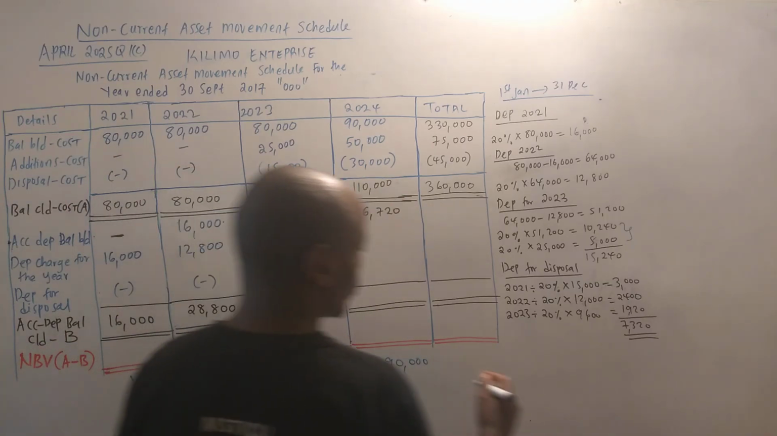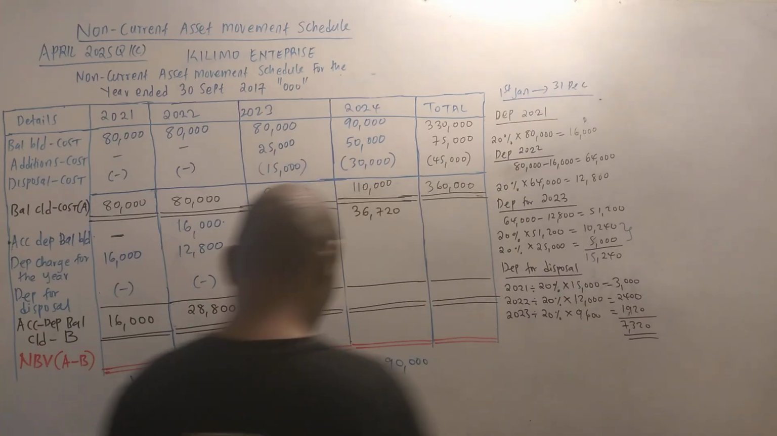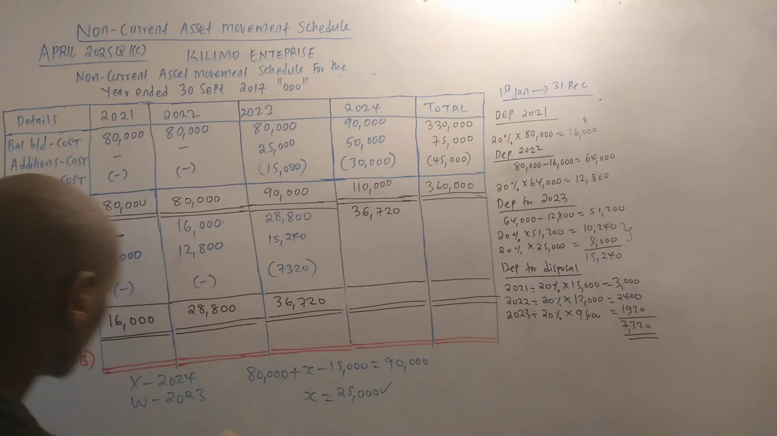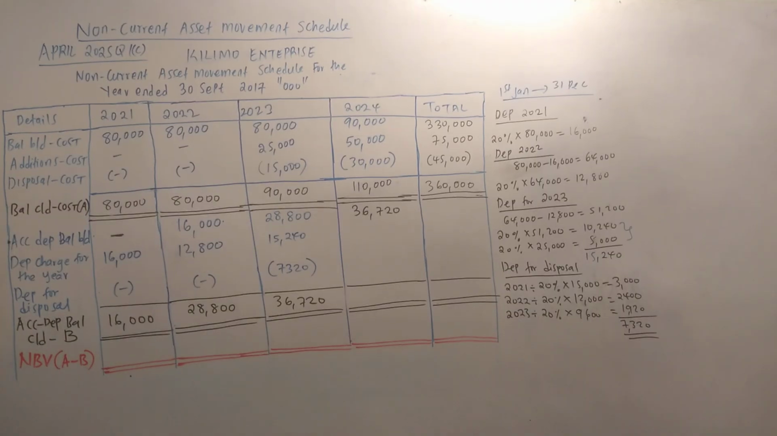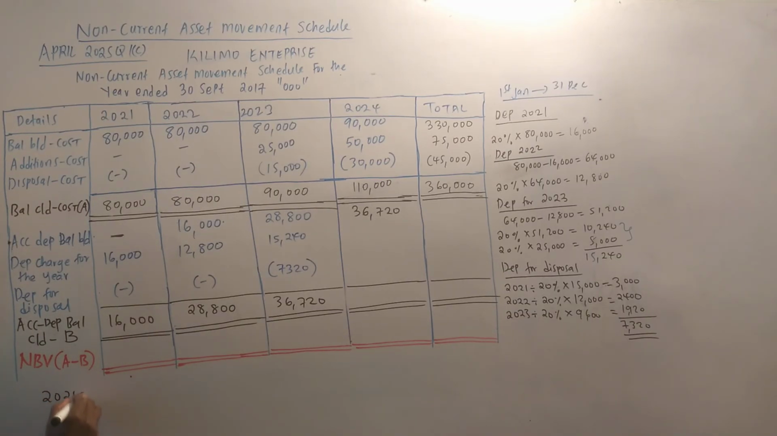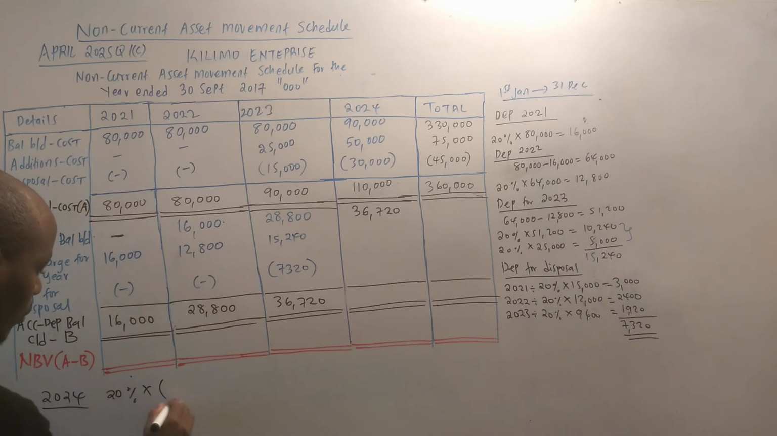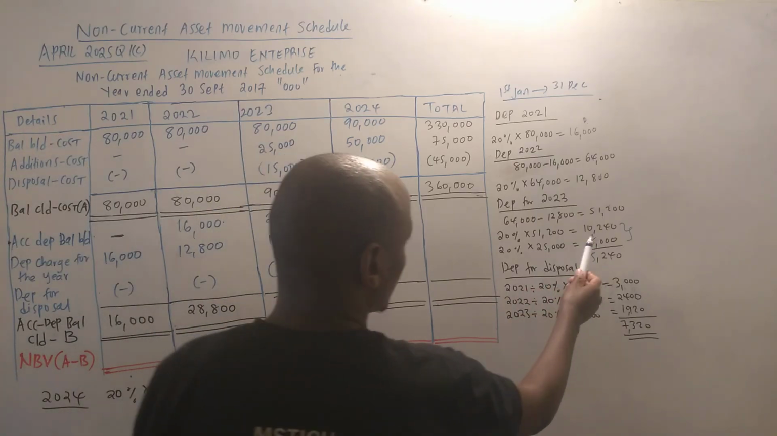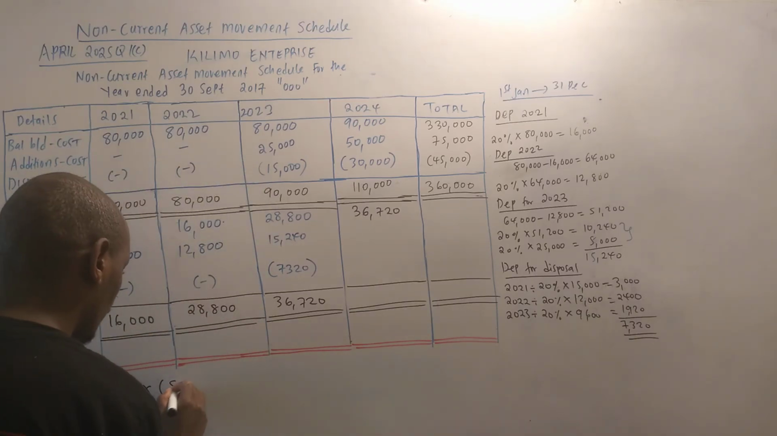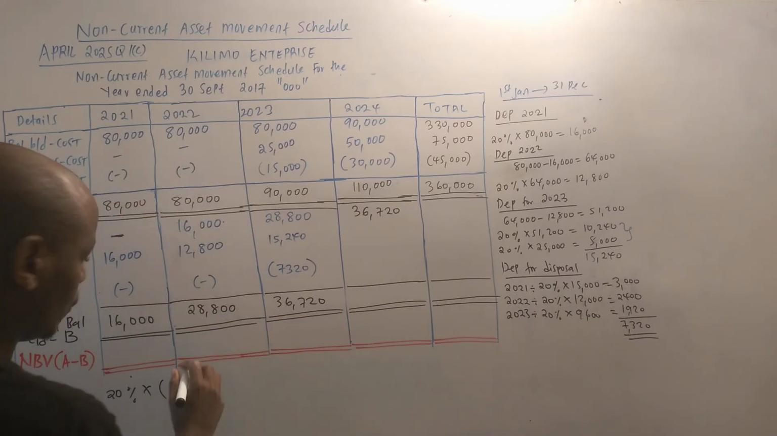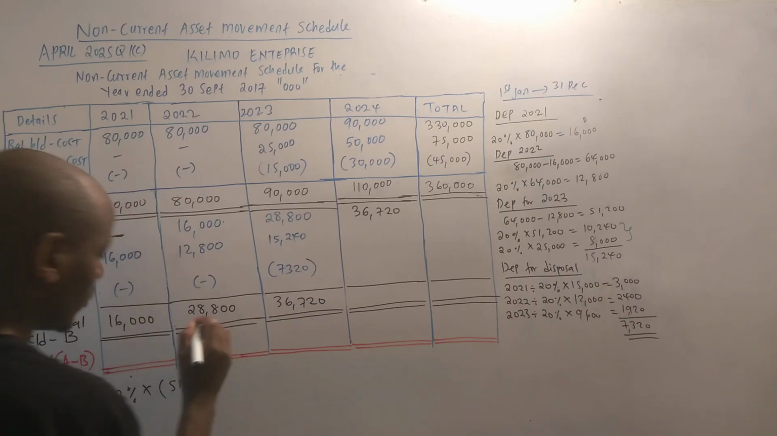36,720. Then you go to 2024. So I think you can do it on this side because of the space. 2024. So we say 20% times what was the remaining? Because it's a straight line basis. So the amount that was remaining was 51,200 minus the depreciation.